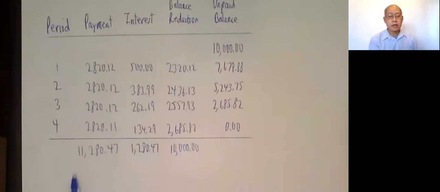Add these all up, 11,280.47. Add these up, 1280.47. Add these up, 10,000. Quick double check, that 10,000 matches that 10,000, and this minus this is equal to this. All right, so that's Melham's Math 75, exam number 2.